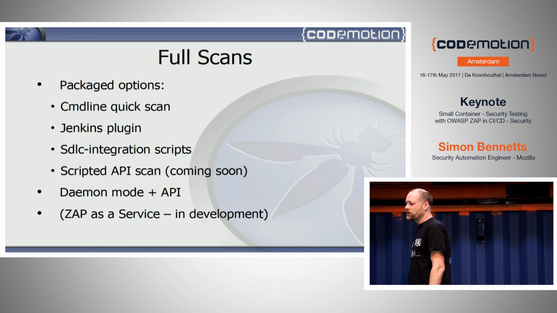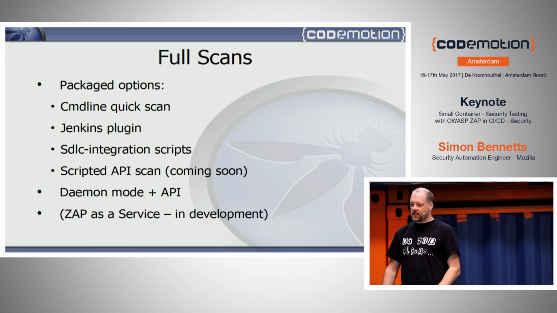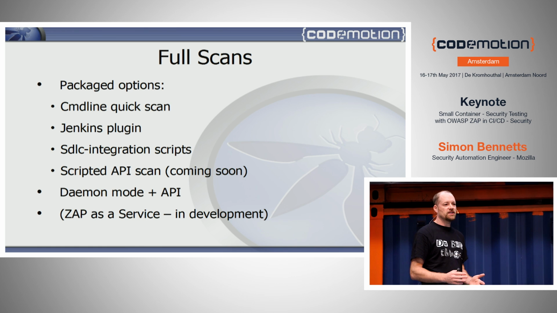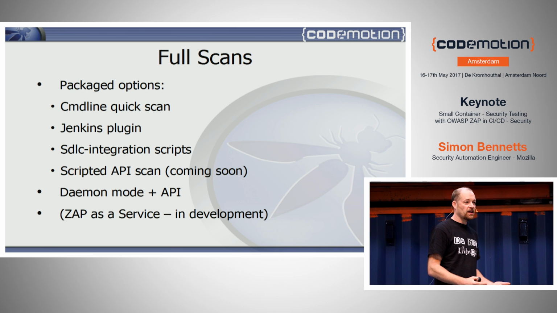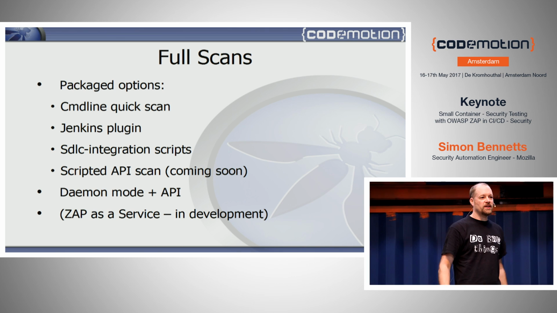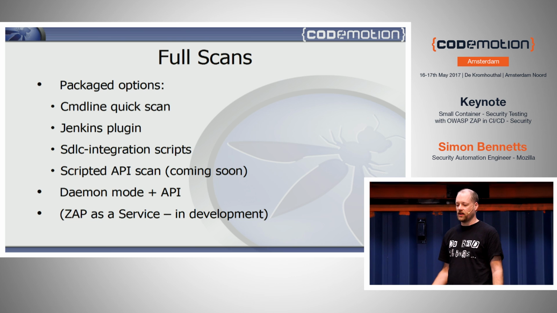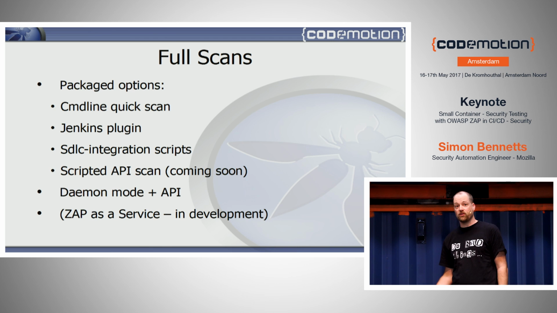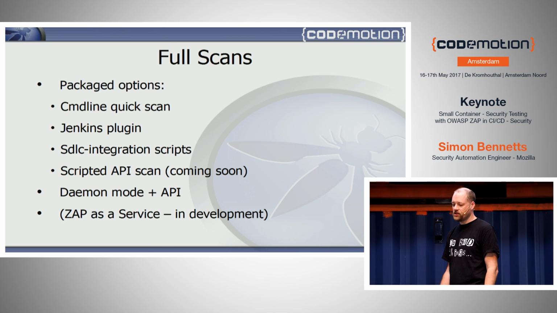So that's all well and good, but what that means is we're only looking for the things that can be found by passive scanning. Those aren't the really fun things. They're not the injection vulnerabilities, cross-site scripting and the like. So once you've got the basic passive scanning working, it's worth moving on to the full scanning. And we've got lots of different options for this.